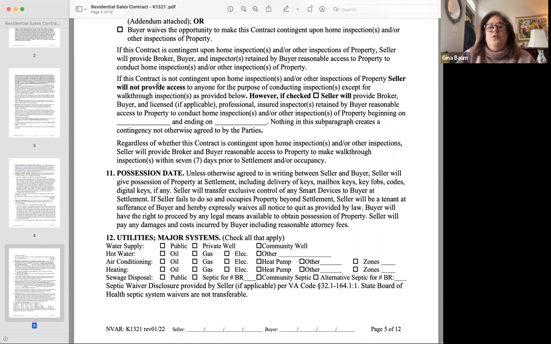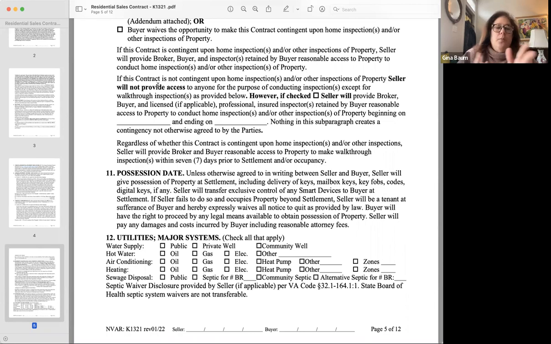However, if checked, the seller will provide broker, buyer, licensed, if applicable, professional insured inspectors retained by buyer, reasonable access, again, reasonable access to property to conduct home inspections and or other inspections of property beginning on, and you would put a date there, 1 week after ratification and ending on 1 week before settlement.